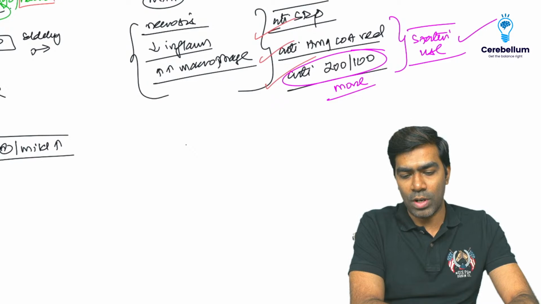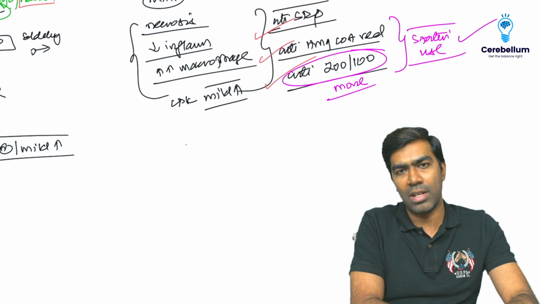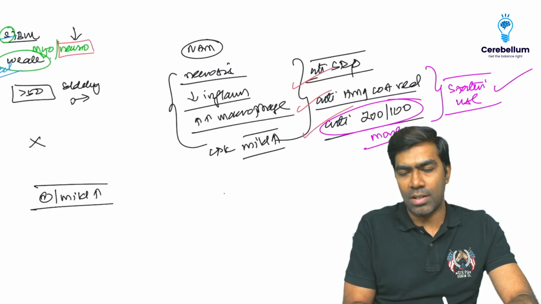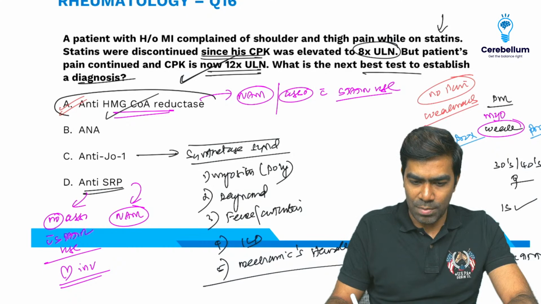Okay, this is NAM. And again, CPK elevation will not be that great. CPK will only be mildly elevated, mild to moderate elevation. You won't see that much elevation of CPK in necrotizing autoimmune myopathy. Clear? So these are three antibodies. So now you can say that we are talking about statin-related necrotizing autoimmune myopathy. And that's why I'm going to mark anti-HMG-CoA reductase antibody and not the other options.